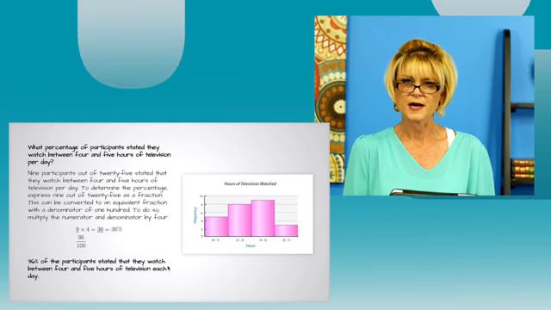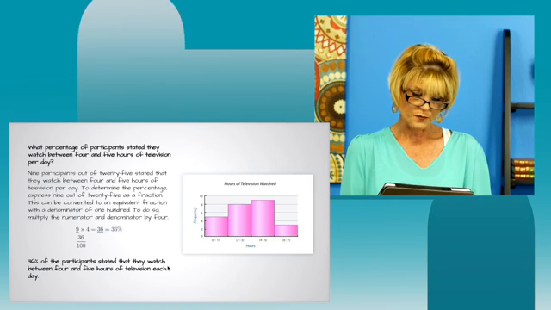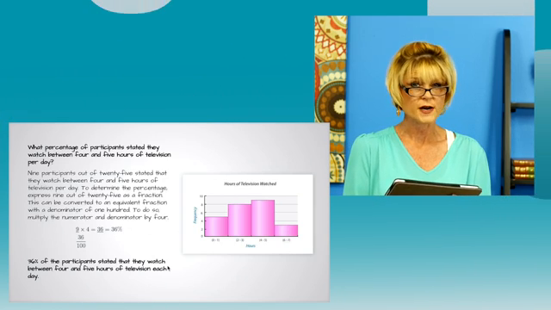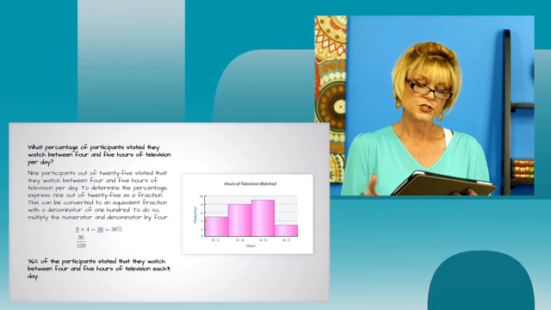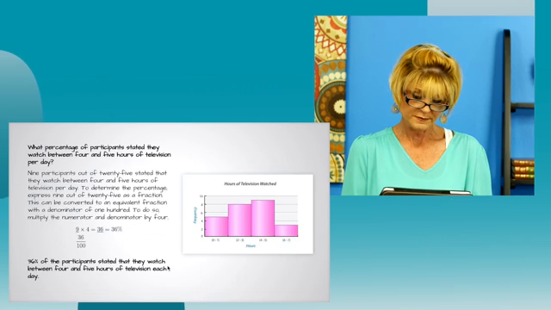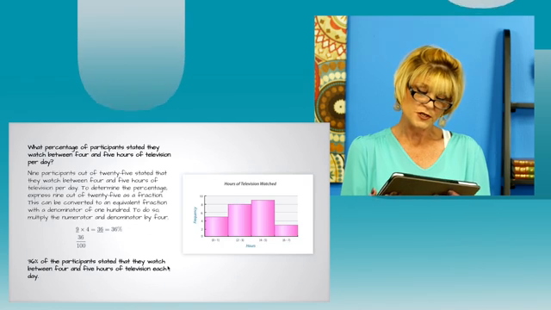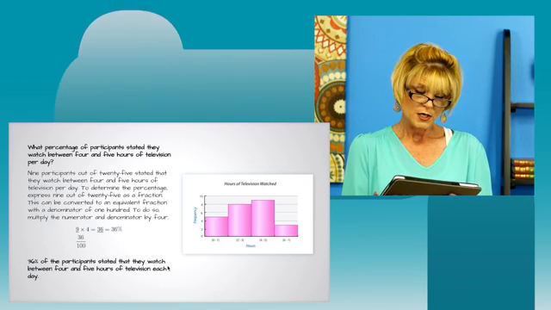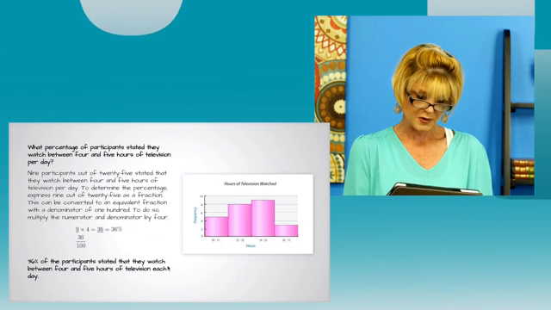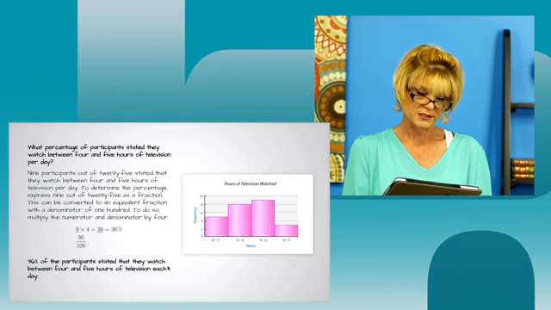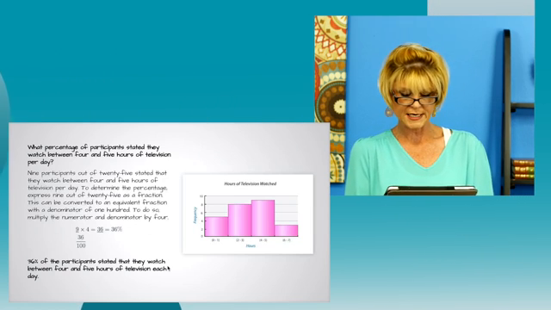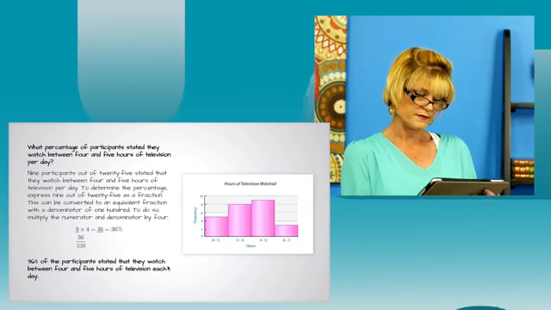So basically, we're talking about how to turn these numbers into percentages. So let's take a look at what it says here. 9 participants out of 25 stated that they watch between 4 and 5 hours of TV per day. To determine the percentage, express 9 out of 25 as a fraction. This can then be converted into an equivalent fraction with a denominator of 100. To do so, multiply the numerator and denominator by 4. And you can see the math problem worked out there. 9 times 4 is 36, and 36 over 100, then that's pretty simple, would be 36%. So 36% of the participants stated that they watch between 4 and 5 hours of TV each day.